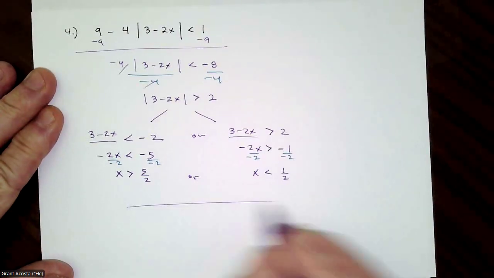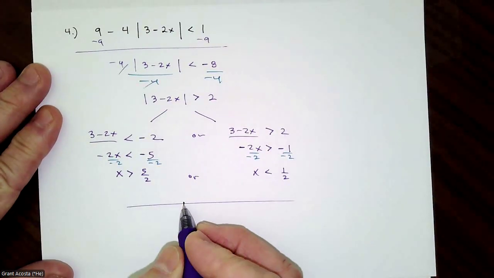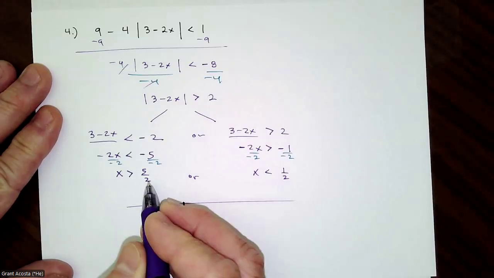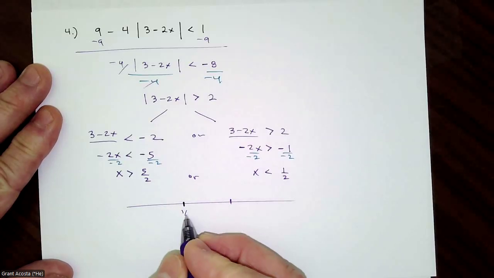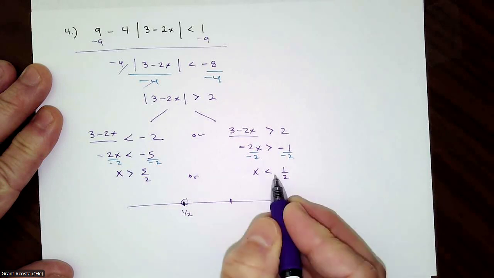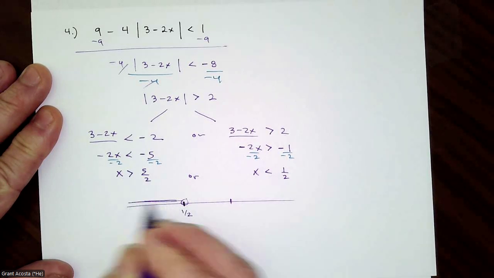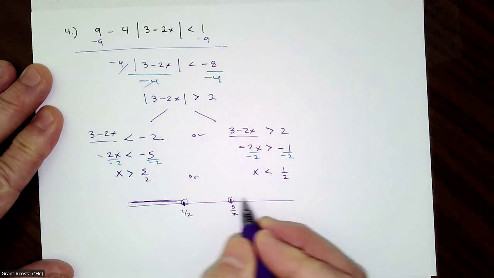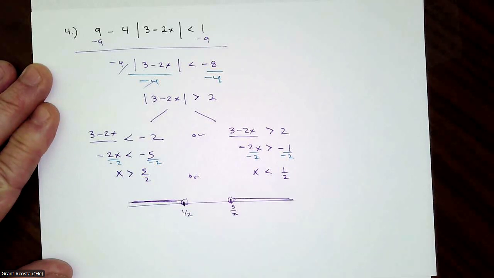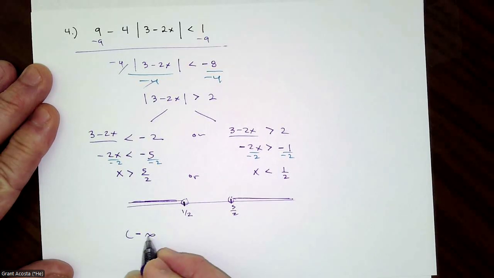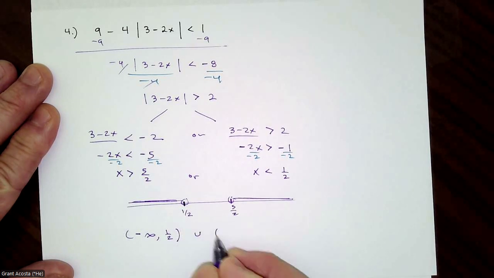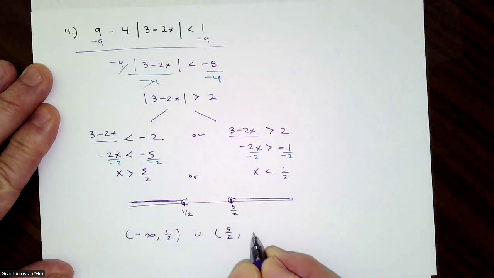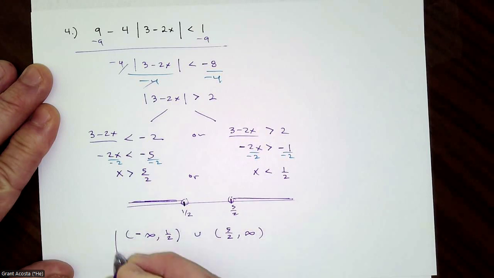Yeah, it might be helpful for this one to actually write this out on a number line. Because 1/2 is smaller than 5 halves. So here's 1/2, and this is saying x should be less than that. Should be going this way. 5 halves, if x is greater than that, goes this way. So here we have negative infinity to 1/2, not including, or 5 halves to infinity.